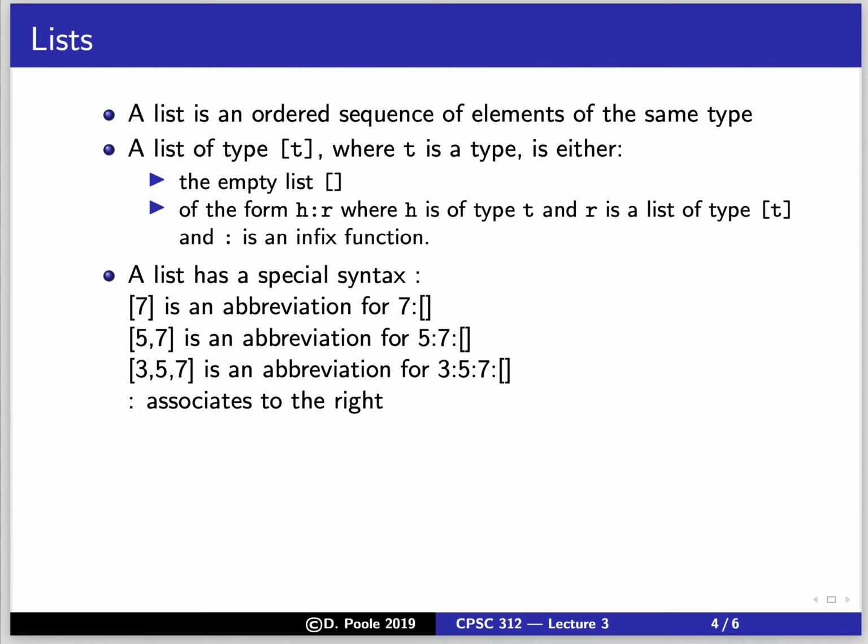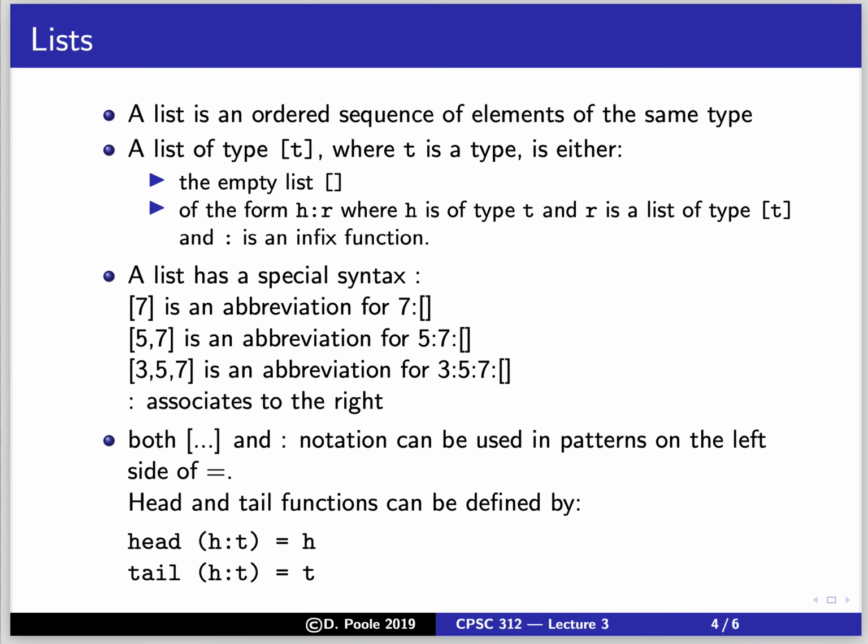And a list has a special syntax. We're going to write down abbreviations. So the list containing 7 is an abbreviation for 7 cons the empty list. Sometimes we call this cons, the constructor for the list. So it's 7 followed by the empty list. The list 5, 7 is an abbreviation for 5 followed by 7 followed by the empty list. And 3, 5, 7 is then 3 followed by 5 followed by 7. And colon associates to the right. So we can actually write 3, 5, 7 in the same way, and the list notation on the left is just a nice syntax.